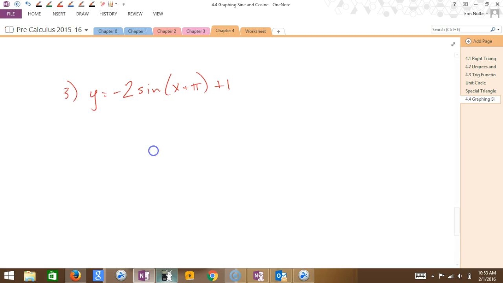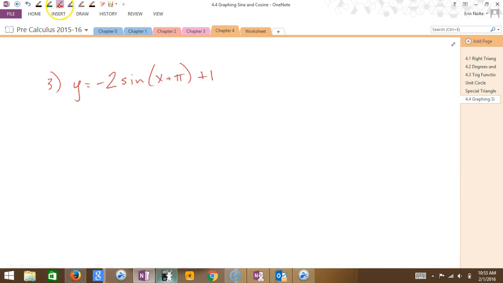This one is about as complicated as they might give you. Well, maybe they would give you one that had a phase shift too. Not too bad though. Okay, so first of all, what is my amplitude? 2, very good. Everybody say positive 2. Okay, so amplitude is always a positive distance. Okay, my period, 2 pi divided by the b. What's my b in this case? 1, good. So 2 pi.